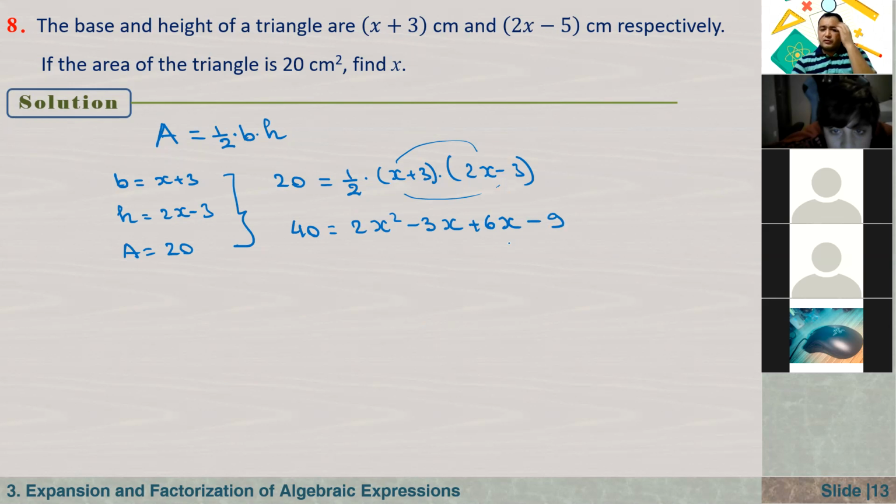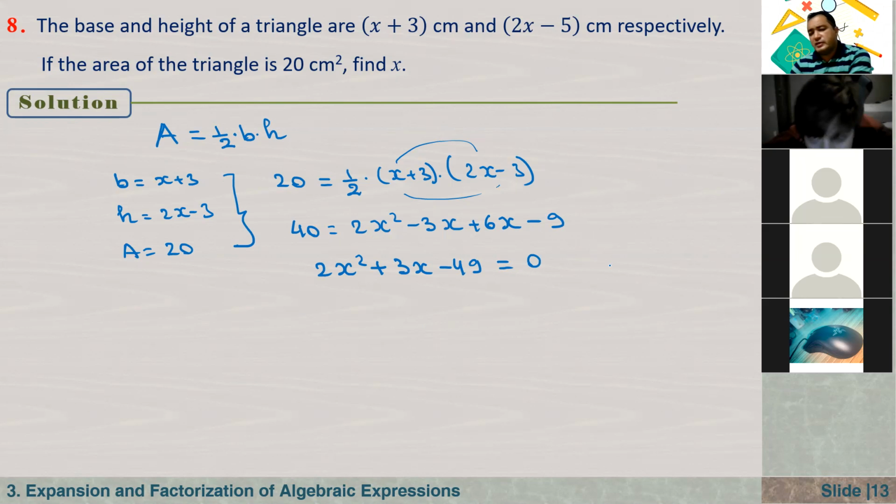And also take 40 to the right hand side. Here we have 2x squared minus 3x plus 6x, that's plus 3x. If you take 40 to the right hand side, it becomes negative 9 minus 40, that's equal to minus 49, which is equal to 0.